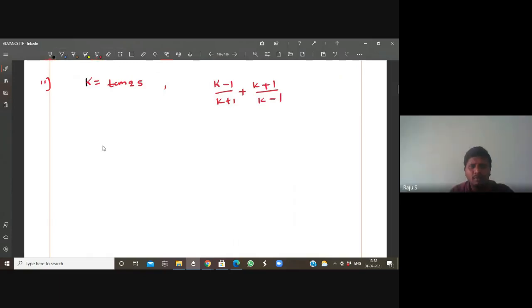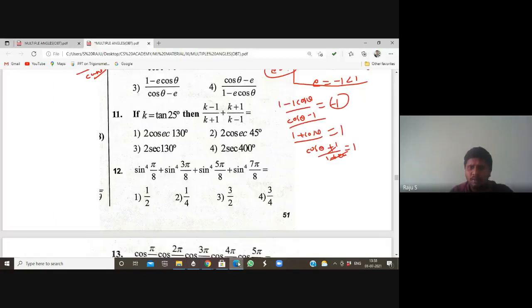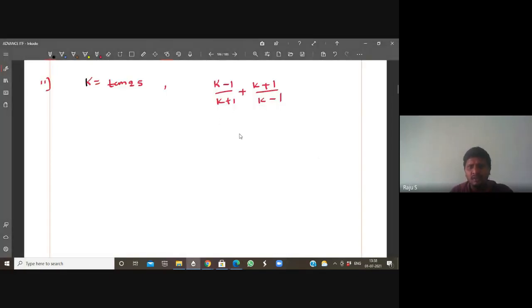Okay. And now tell me, you're saying tan K value is tan 25. Do you want to substitute tan 25 in place of K? It's better to take the LCM first and simplify this. So what is the LCM here? K plus 1, K minus 1. Here, K minus 1 the whole square, K plus 1 the whole square.